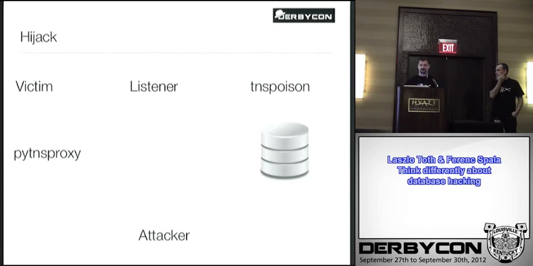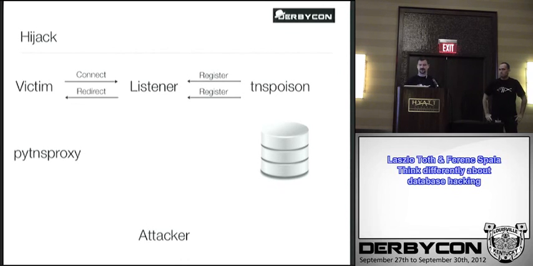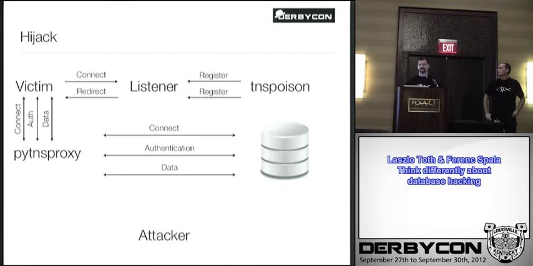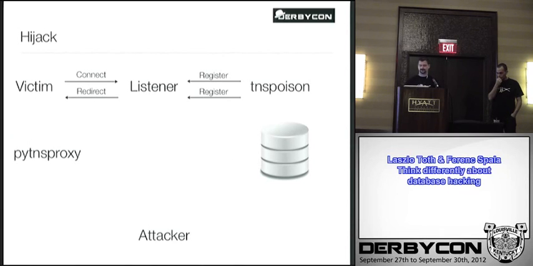How it works: TNS poison sends its register communication. When the victim tries to connect to the listener, it will be redirected, and every packet will go through the PyTNS proxy. As simple as that. In the TNS protocol, there is a quit message. When the client sends the quit message, PyTNS proxy won't send the quit message to the server. Instead, it starts a new thread and waits for the connection.